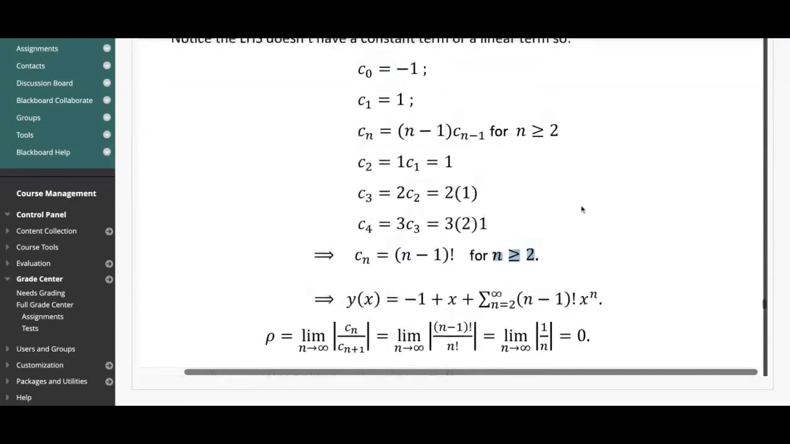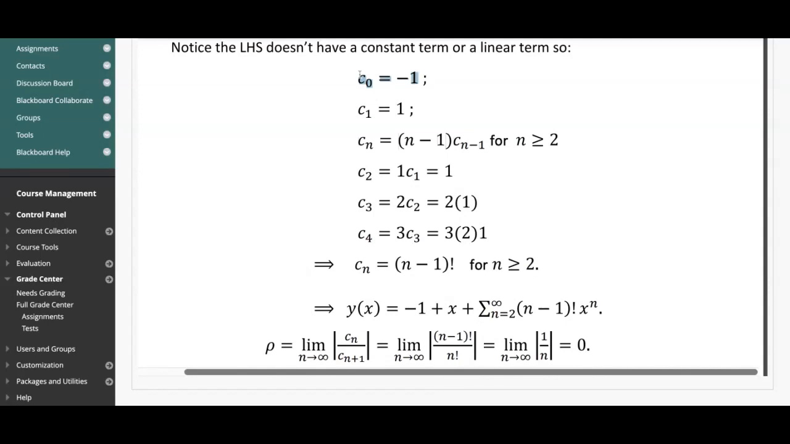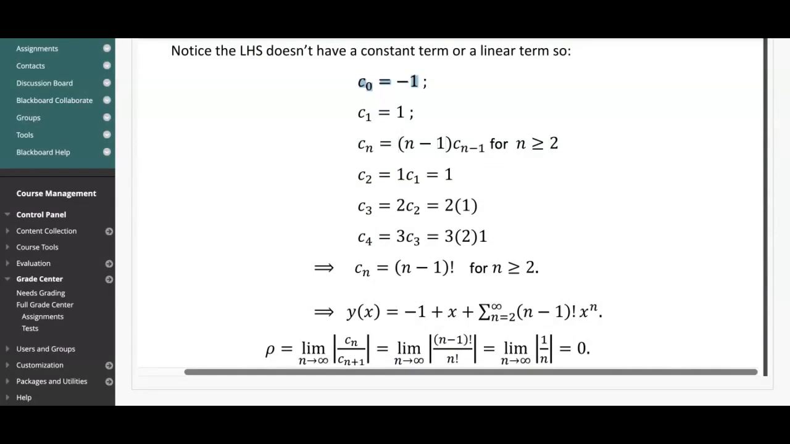For n greater than or equal to 2, because it won't work for C naught. C naught is a special case equals -1. So when we do the recurrence of series, we can forget about the finite terms. So this C0 does not work for this one, so we just forget about it. How do we forget about it? We limit n. We say, okay, for n greater than or equal to 2 in this case. So we forget about C naught and C1. We want the n to start with 2.